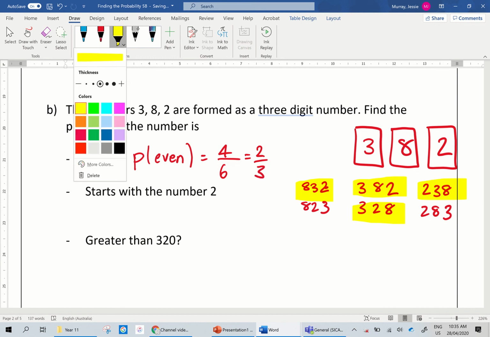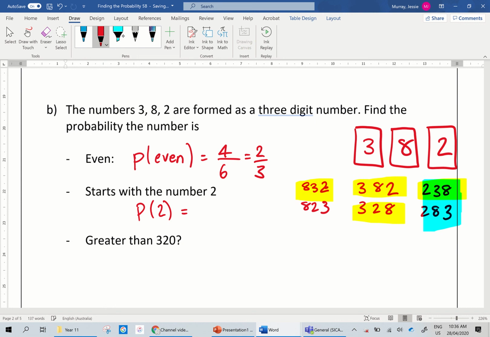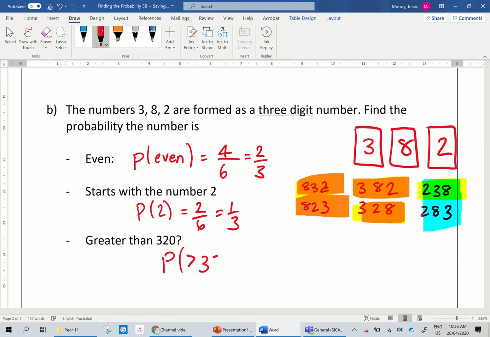Okay, the next one says probability that it starts with the number 2. Well, there's 2 of them out of the 6. So 1 in 3. And the probability that it's greater than 320. Well, I've got not either of the 200s. So that one is, that one is, that one is, and that one is. Which gives me 4 of them out of the 6, which is 2 out of 3.